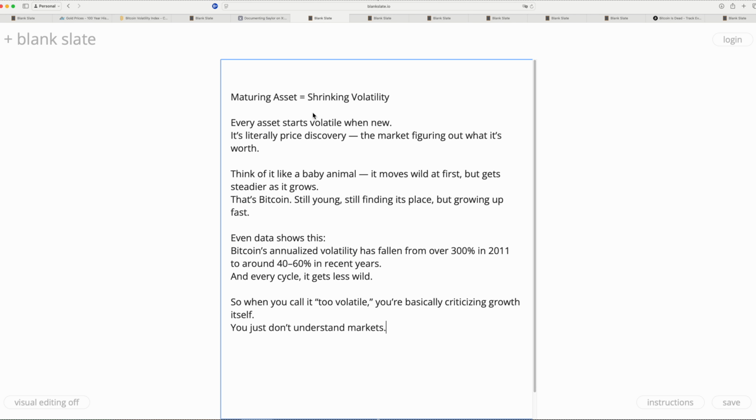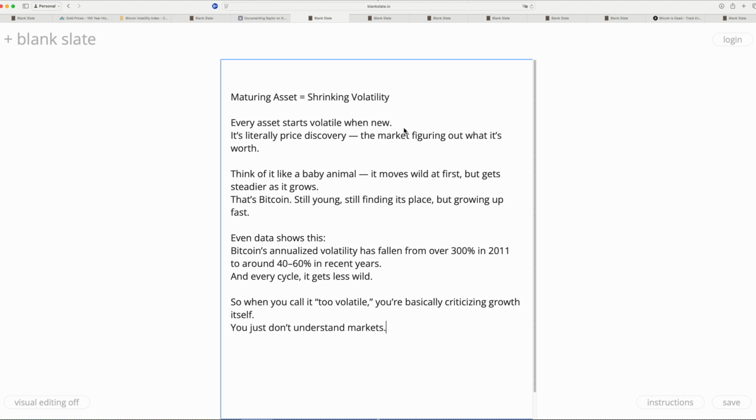Now let's talk about asset volatility. A maturing asset equals shrinking volatility. The more mature the asset, the more its volatility shrinks, just like I mentioned earlier. Every asset starts volatile when new, and Bitcoin, regardless of how long it has been, which is 16 years, is still considered a new asset compared to gold, which has been around for 5,000 years. But even so, it has only been around for 16 years.